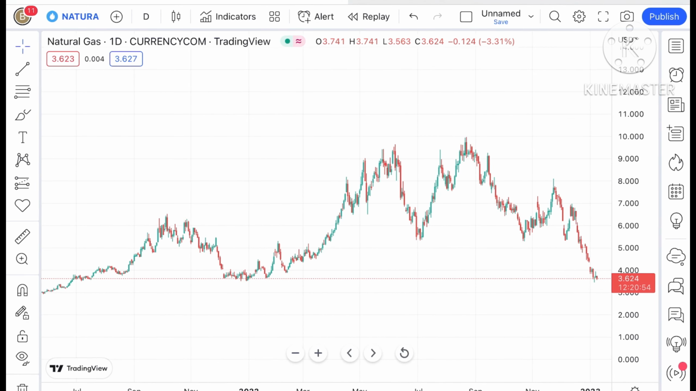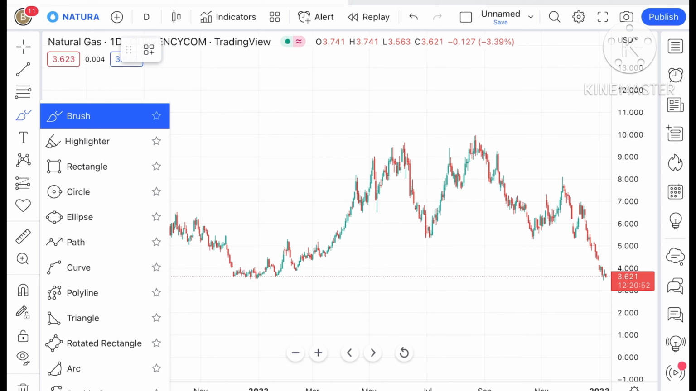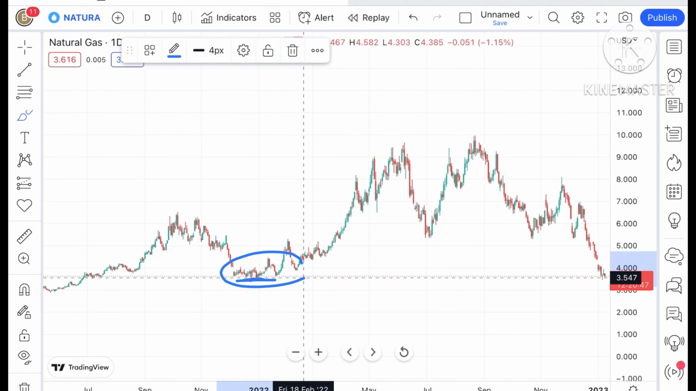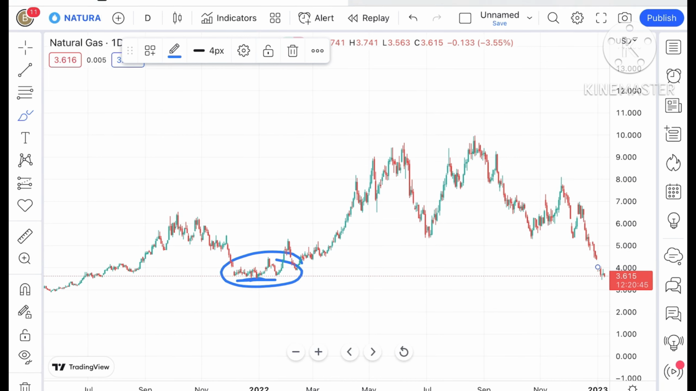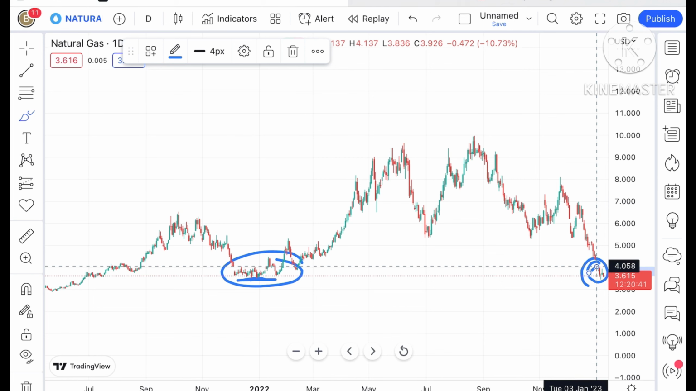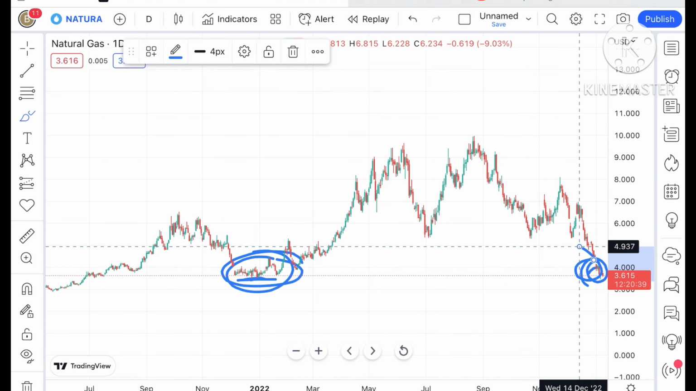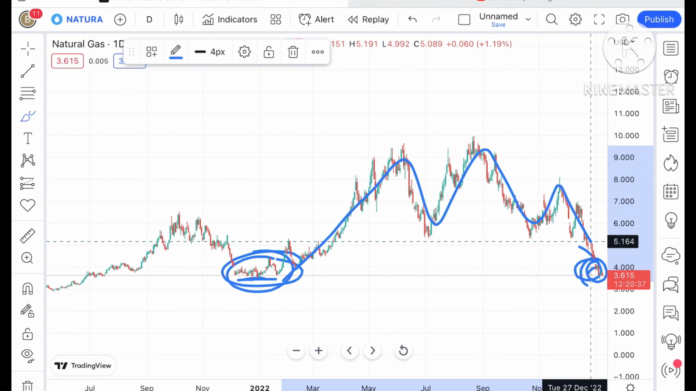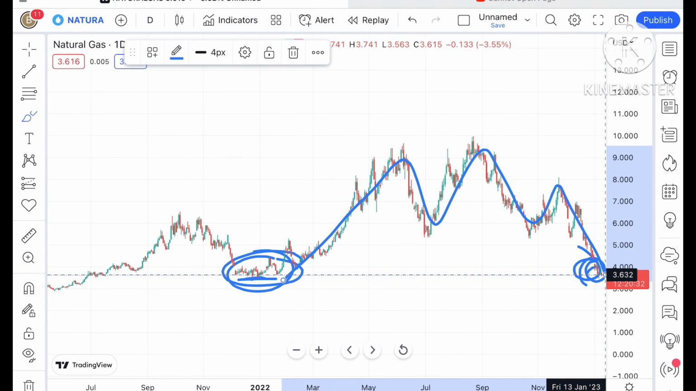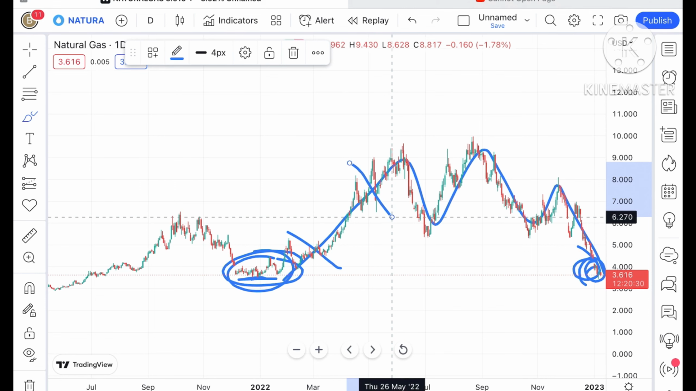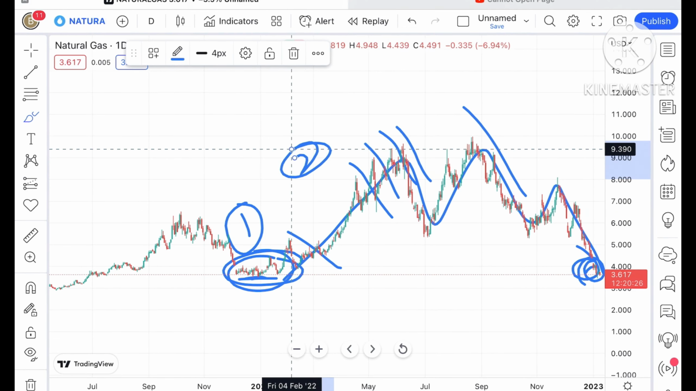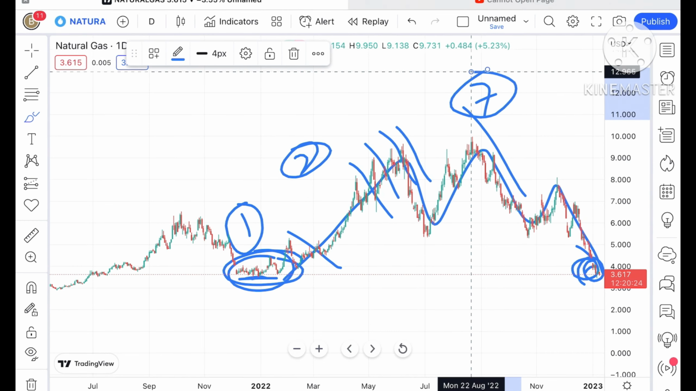And one more important thing is that it made a low at a particular zone in December of 2022. This is the zone, and this zone has come as of now. You can see now in January, that means in just 1 year we have seen so much volatility for natural gas. And at this point a pattern is forming, and this pattern has been repeated around 7 times.